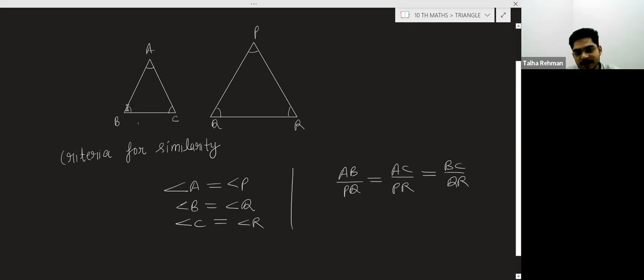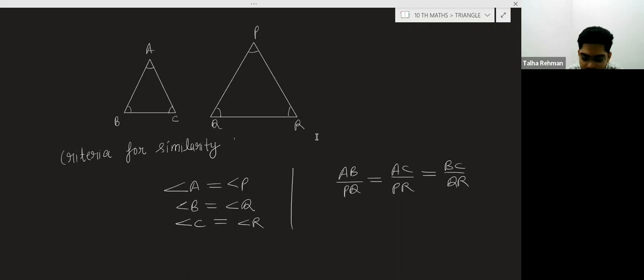For this angle, this is the right side, AB. The corresponding angle to B is Q. So the right side of this Q is PQ. So the ratio is AB by PQ. BC by QR equal to AC by PR. So this is the criteria.